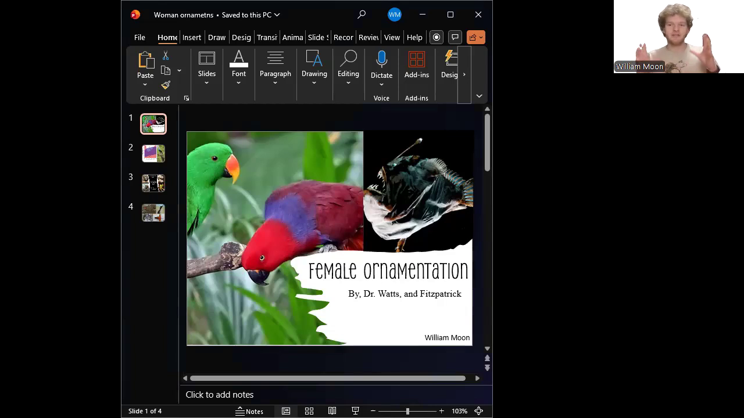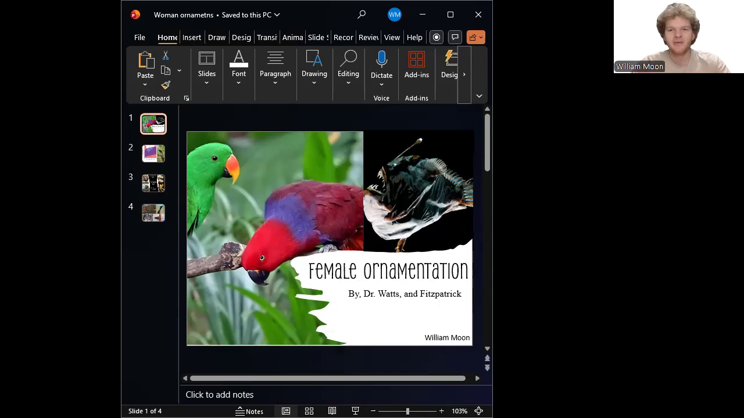But females don't have the same limitation on selection or mating opportunities as males do. So why would they evolve these ornaments? Now, this is a female Eclectus parrot, the red one, and the male is the green one, so the more natural color. This research was done by John Colton Watts and Courtney L. Fitzpatrick.